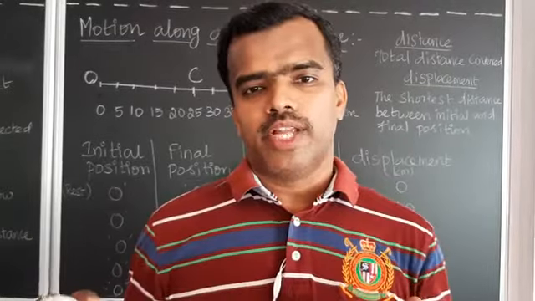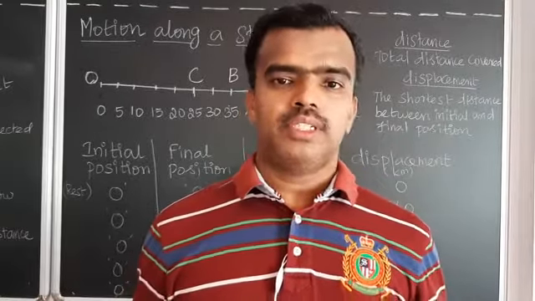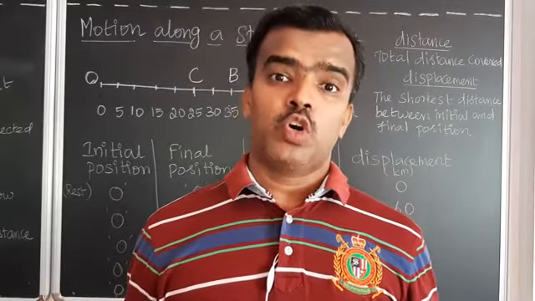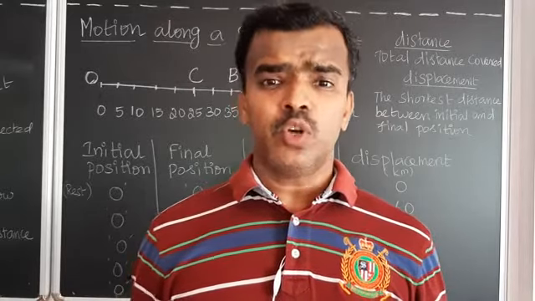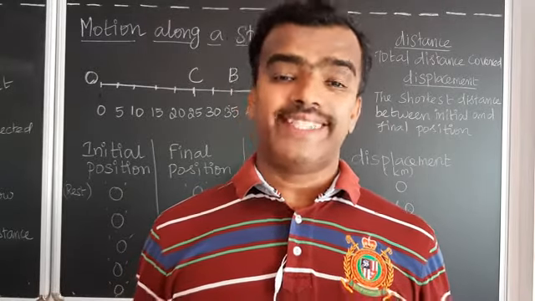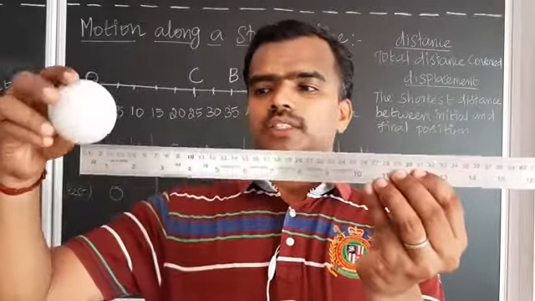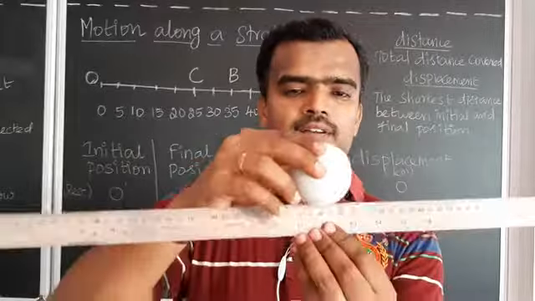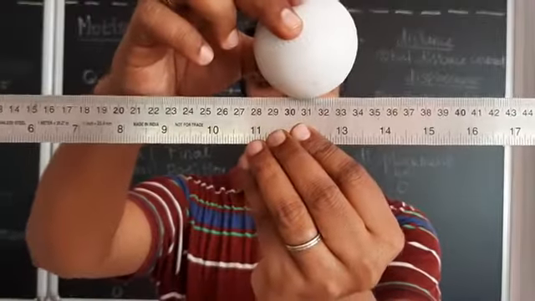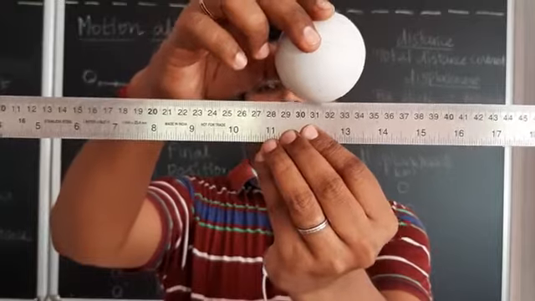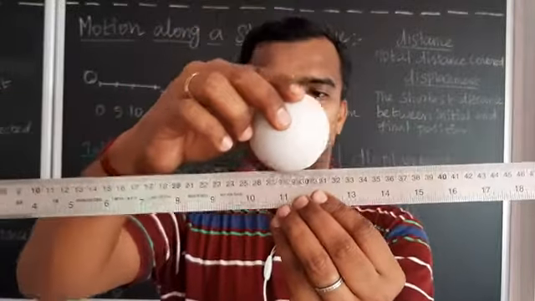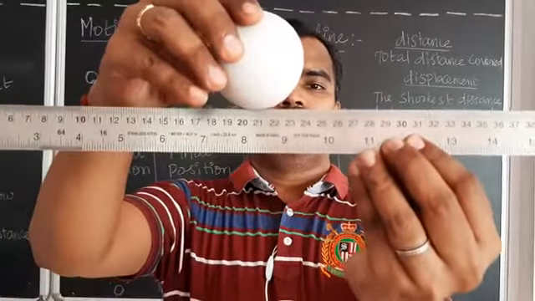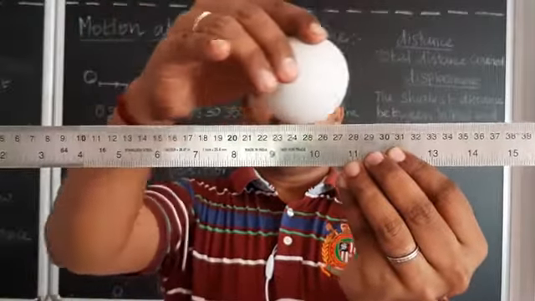Before starting, I should give the definition of distance and displacement. Distance means the total distance covered by an object. Assume the ball starts from 0 and goes 30 centimeter, and after some time it returns back to 20. So 0 to 30, return back to 20.